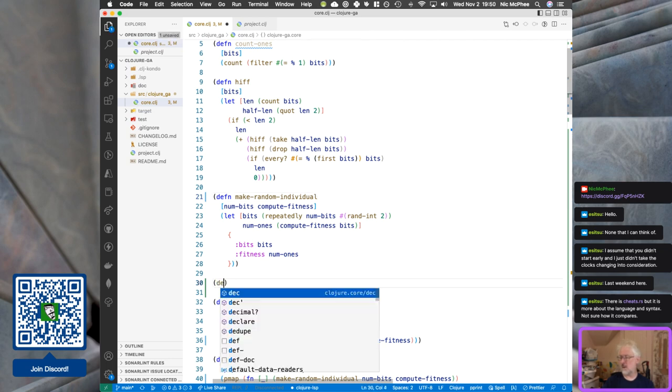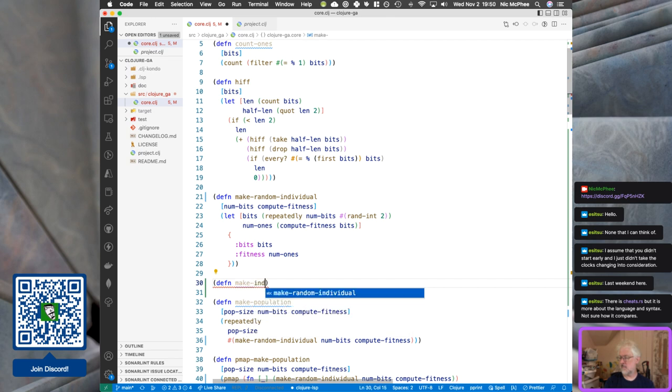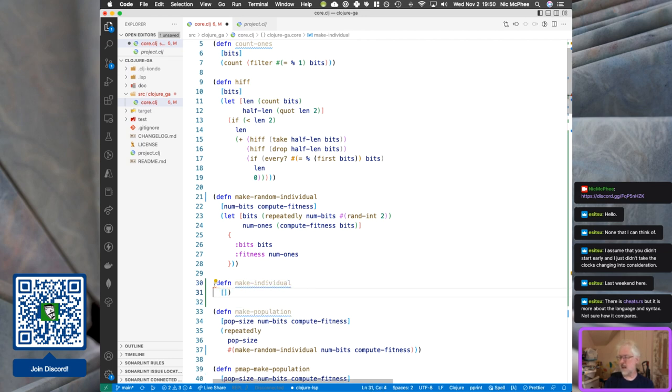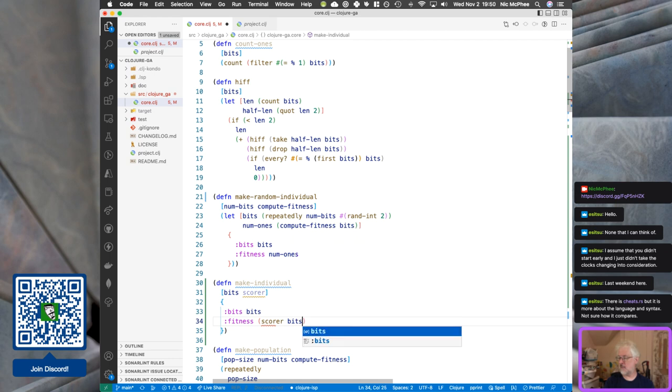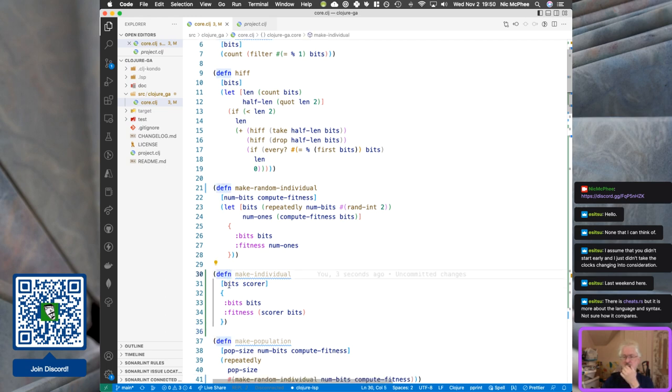Okay. So then I think I'm going to change this to be just make individual, not make random individual. No, come on. Thank you. And I'm going to have a set of bits and a compute fitness. Actually, I'm going to call it score because I think that's a better name. And that's going to just make bits are bits and fitness is score of bits. Okay. I like that. I think that's going to be better.